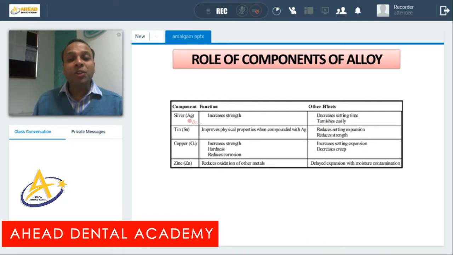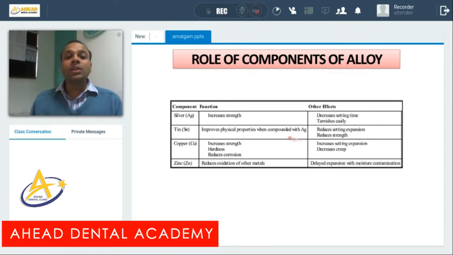The primary function of silver is to increase the strength. So this is a very important point. Silver increases the strength of dental amalgam. It also has other effects, like it is going to decrease setting time, and it also decreases the tarnish. Next component is your tin. It improves physical properties when compounded with mercury.